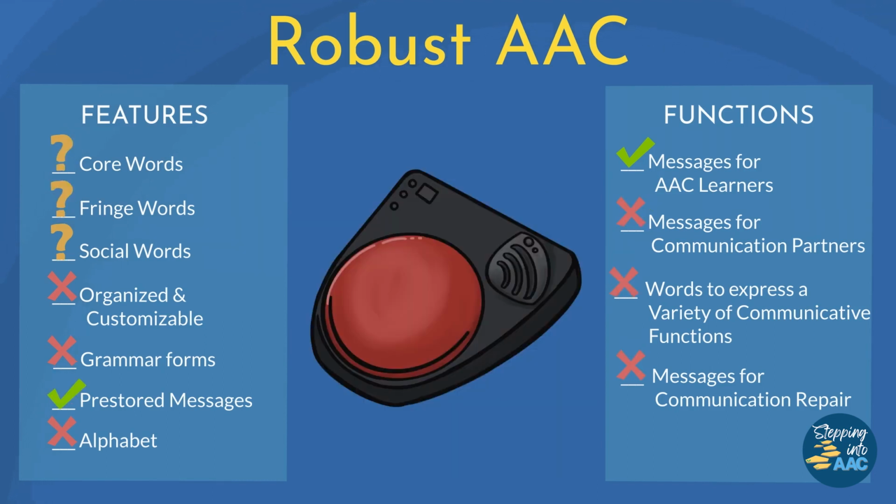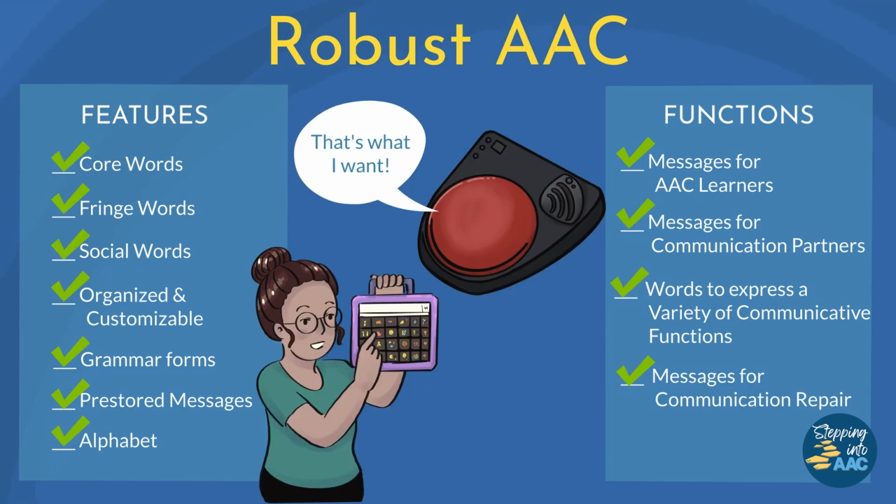Simple voice output devices may also offer opportunities for meaningful messages in a moment, but they rely entirely on the communication partner to select messages, and then those messages are only useful for that moment. The caveat to this would be if this type of tool is used as an affirmation or rejection message as part of a robust system with partner-assisted scanning. This is discussed in further depth in video 8.2.